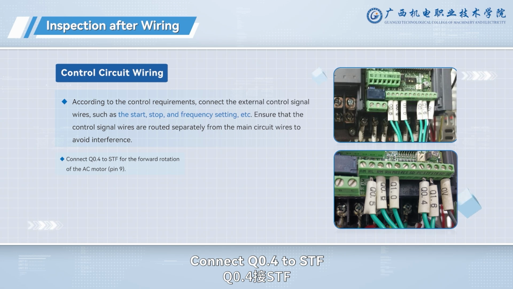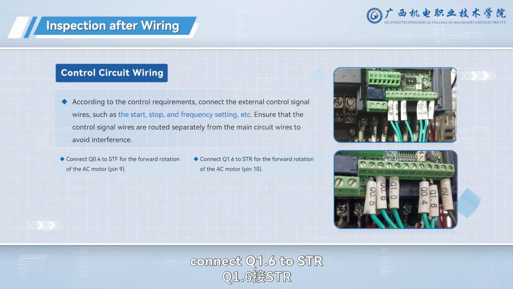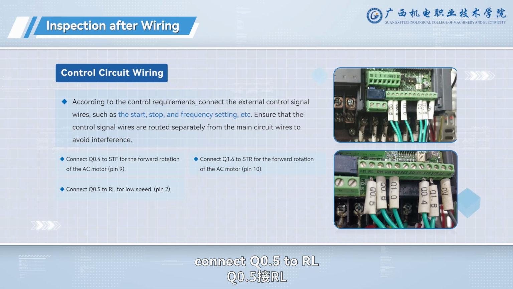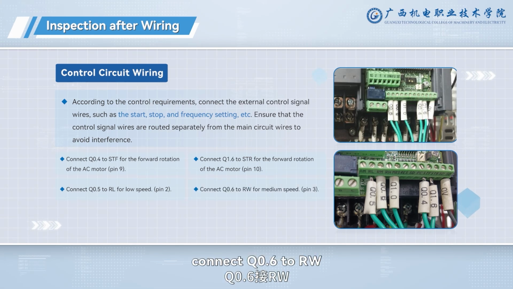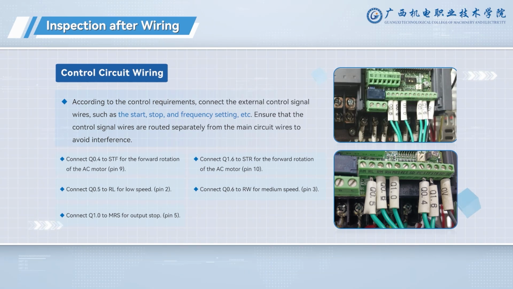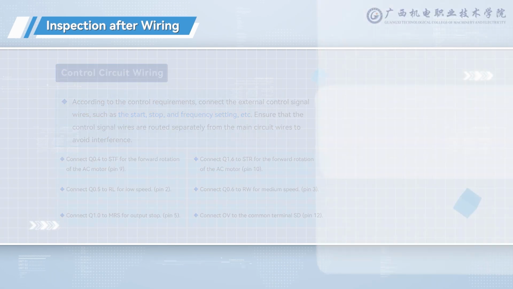Connect Q0.4 to STF for the forward rotation of the AC motor, pin 9. Connect Q1.6 to STR for the reverse rotation of the AC motor, pin 10. Connect Q0.5 to RL for low speed, pin 2. Connect Q0.6 to RM for medium speed, pin 3. Connect Q1.0 to MRS for output stop, pin 5. Connect 0V to the common terminal, pin 12.